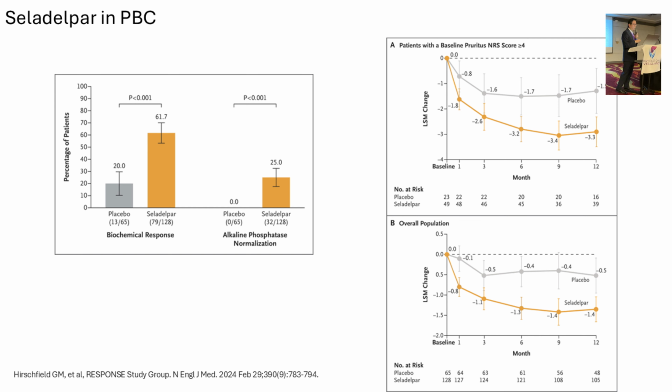If you compare that to seladelpar, the second PPAR medication, it is a more specific PPAR delta agonist. You see a 25% normalization of alkaline phosphatase in 1 year as well. So similar biochemical response rate. In this trial, we can also see improvement in pruritus, which was not significant in the elafibranor study, but in the seladelpar study, you see a significant improvement in pruritus based on patient-reported outcome.